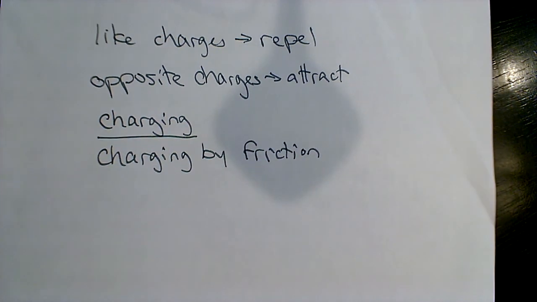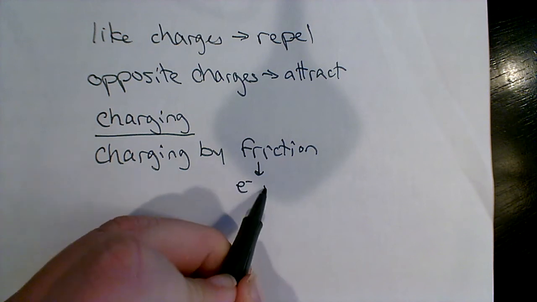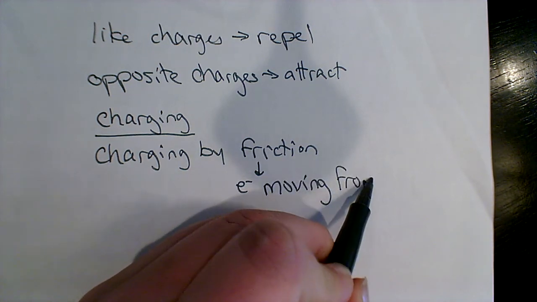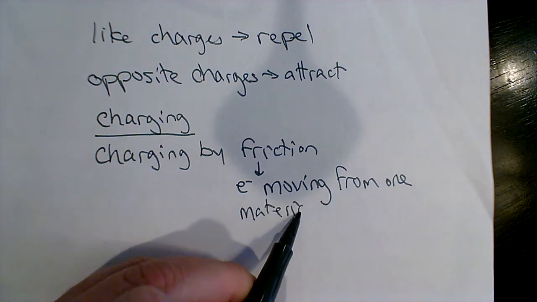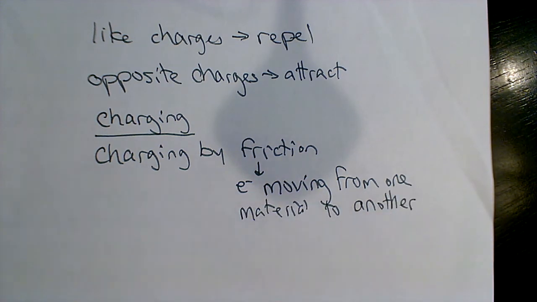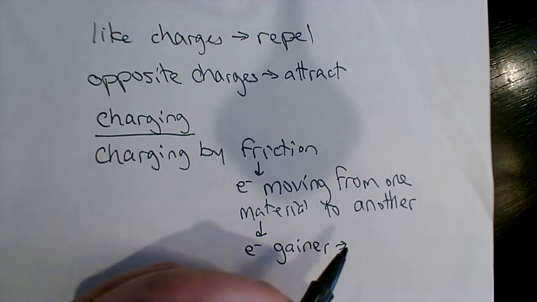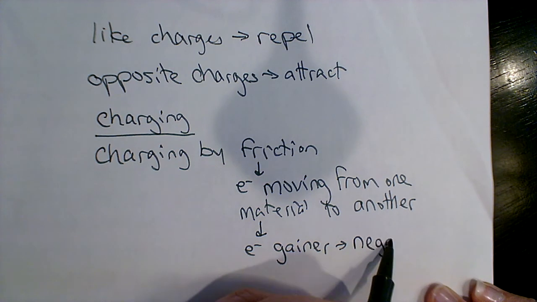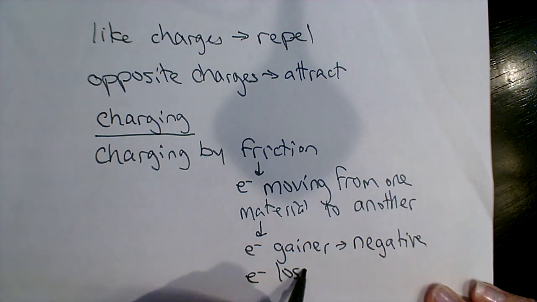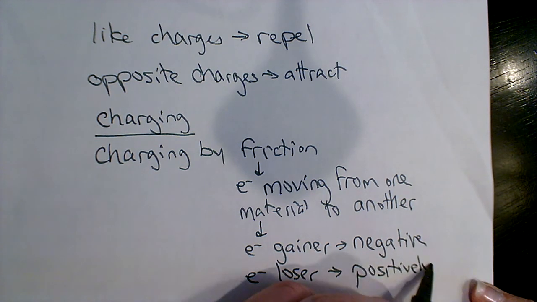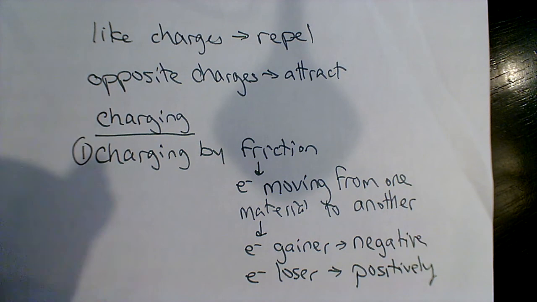So this would be literally I'm rubbing something against something else. I think in one of the videos I talked about rubbing my socks against the carpet, or you could rub a glass rod against fur. And when you're doing that, it's literally electrons moving from one material to another. And always, whichever one is gaining electrons, the electron gainer, the one that is taking the electrons, becomes negatively charged, and the electron loser is going to be positively charged. Okay, so that's charging by friction.